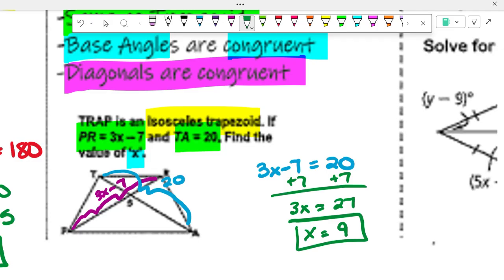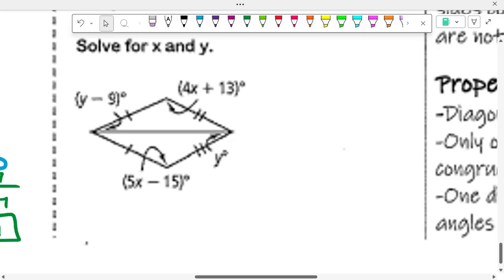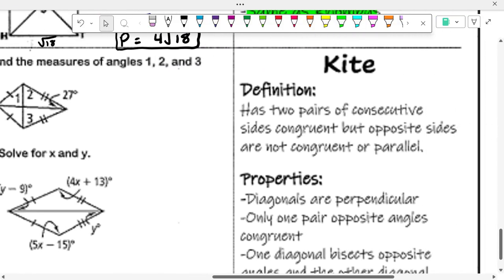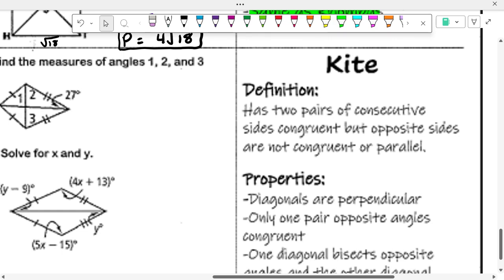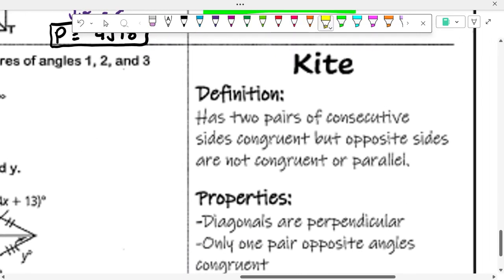Now, the last quadrilateral that we're going to talk about is a kite. When we talk about a kite, we're going to discuss where it falls in our hierarchy as well. So for a kite, it literally is what you think it is. It looks like the stereotypical kite, like, fly a kite. So with a kite, it has two pairs of consecutive sides that are congruent.